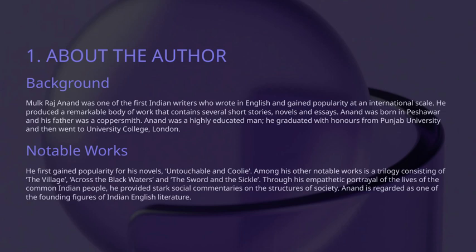Moving on to his notable works, Anand first became popular through his novels, Untouchable and Coolie. These works are important because they shed light on the struggles of marginalized communities in India. He also authored a trilogy, The Village, Across the Black Waters, and The Sword and the Sickle, which explores themes of social change and Indian identity.